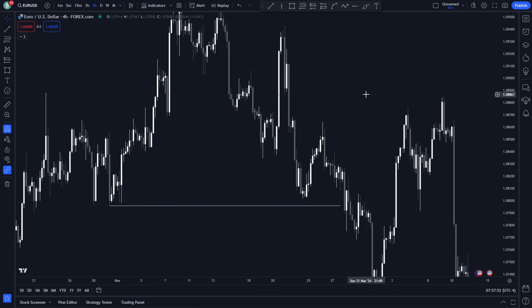By now, you hopefully do have a pretty good understanding about the fair value gap and how it can be used to make money.